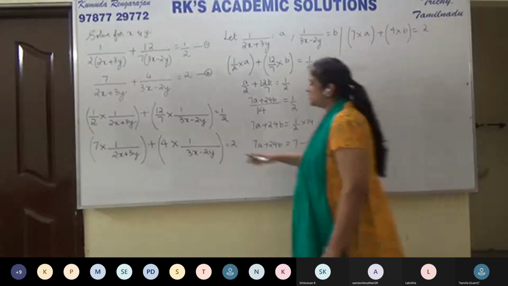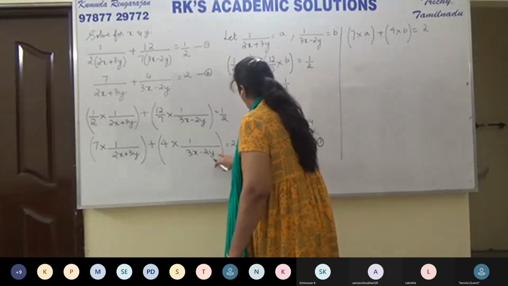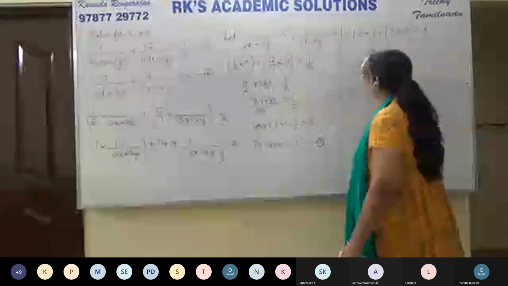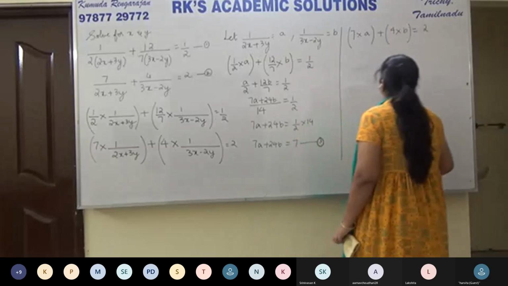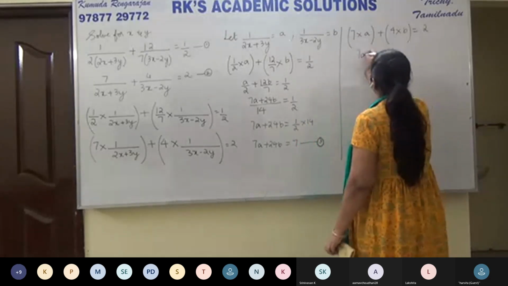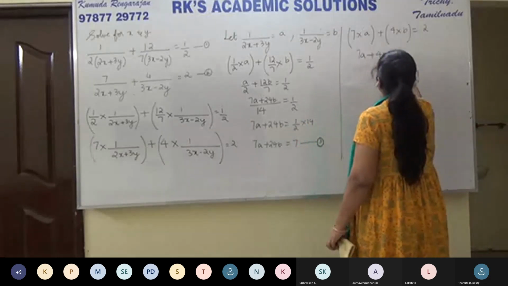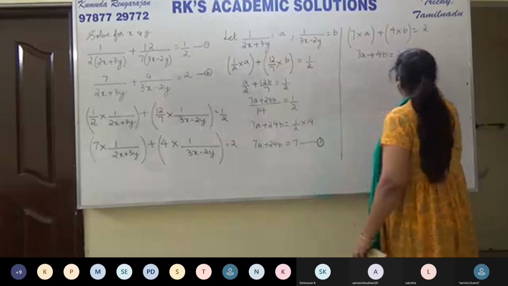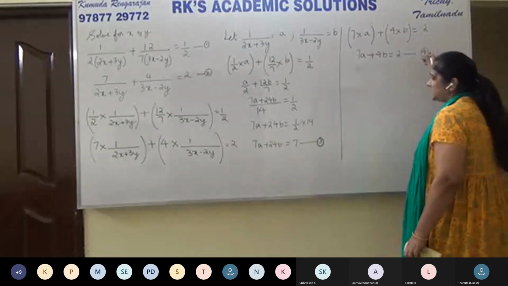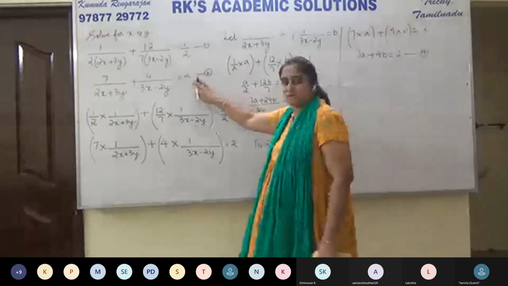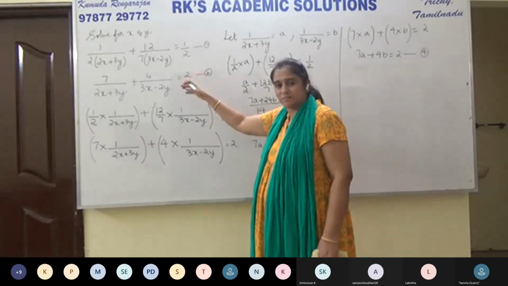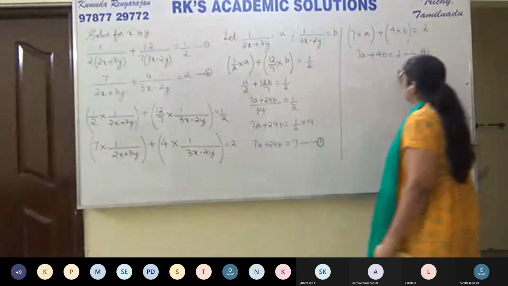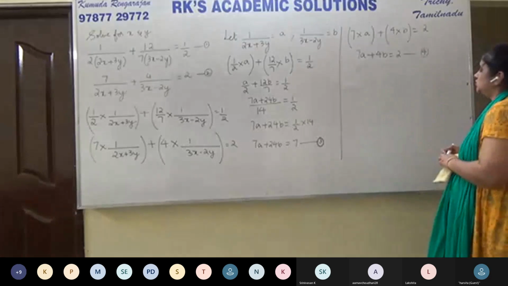See, children, these two steps are very important if you want to write these equations correctly. So now this gives you 7a plus 4b is equal to 2. Now this is a new equation. It's called equation 4, and it comes from the second equation. In the second equation, after introducing a and b, we get equation 4: 7a plus 4b is equal to 2.